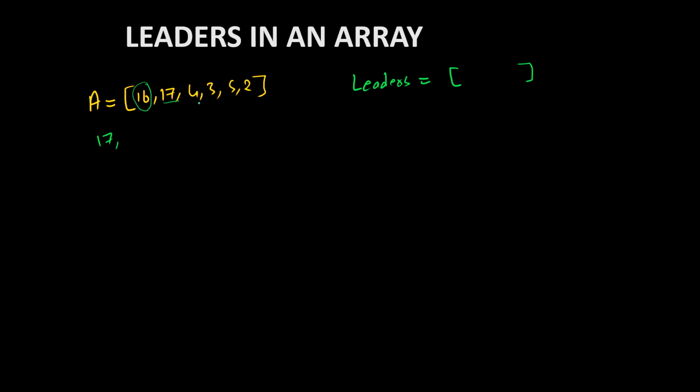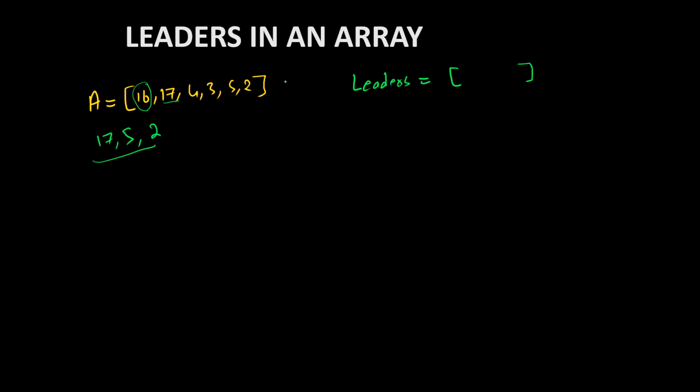Again, we will check 4. Is 4 greater than all the right side elements? No, 5 is greater. Is 3? No. Is 5 greater than all the right side elements? Yes. And the last element will always be a leader. So this is the output we got: 17, 5, 2. This is exactly what we have to find out: the leaders in an array.